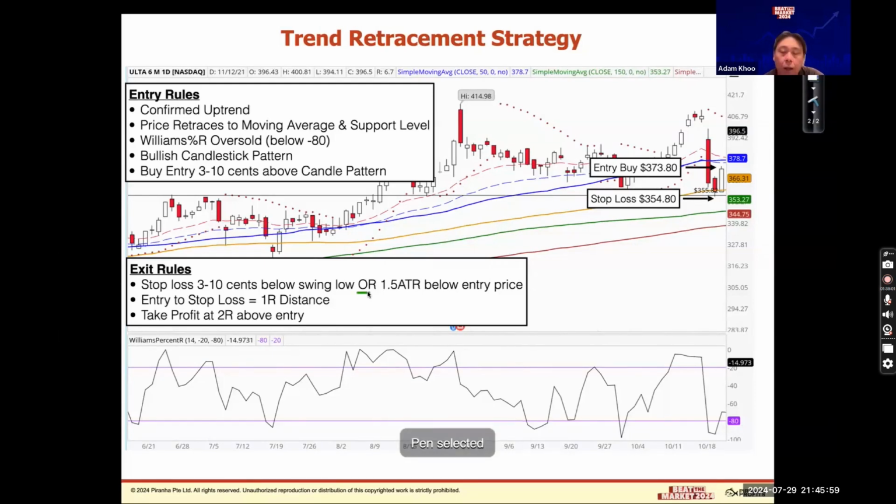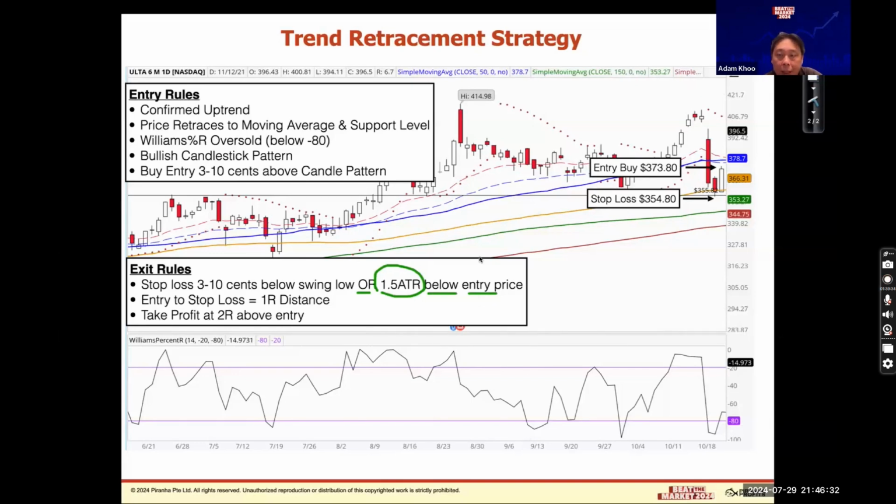Or I will place my stop loss 1.5 ATR below the entry price, whichever is lower. Now, some of you may not know what ATR is. ATR means average true range. Average true range is the average range of the candles. So you need to find the 14-day ATR and then multiply by 1.5 to get the 1.5 ATR distance.